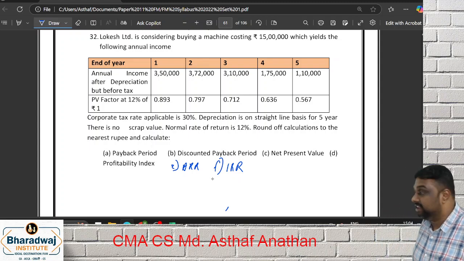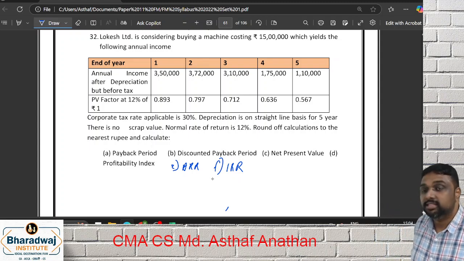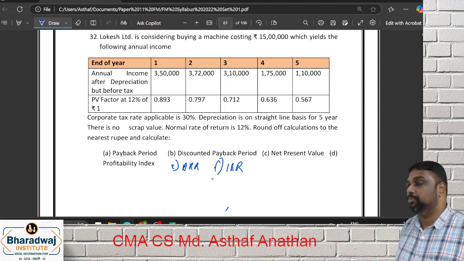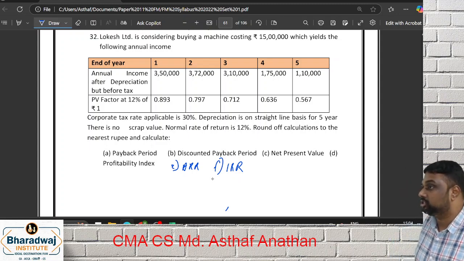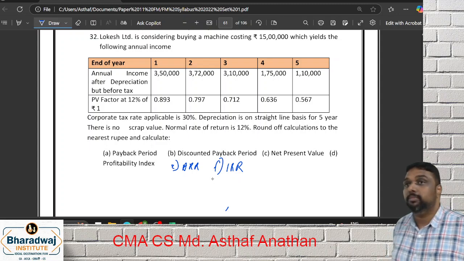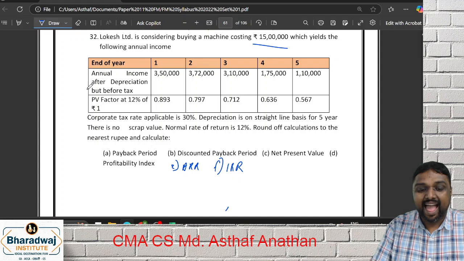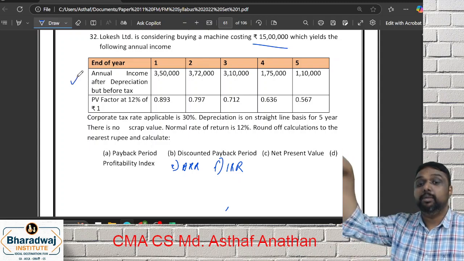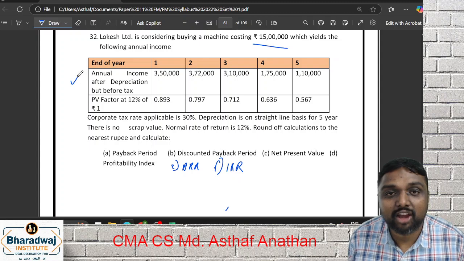In the class we already did 4, but anyway I will do everything on the board. Are you ready, friends? This has different standard points. Shall I start, friends? So question number 32. In question number 32, they have given the cost of the machine as 50 lakh. Annual income after depreciation but before tax. CFAT given or not given?